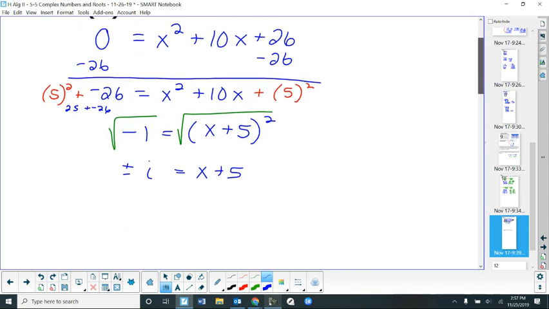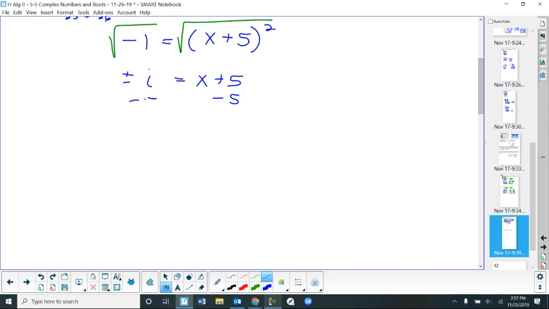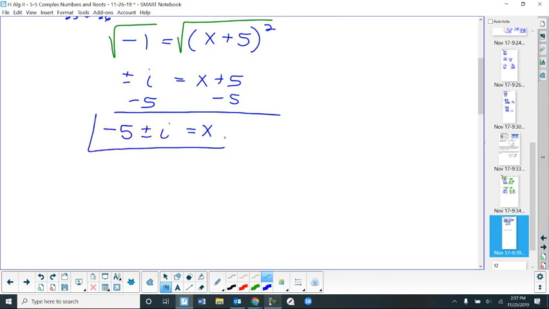Now to get x by itself, I'm going to subtract 5. And when I subtract 5, I get x equals, now remember, you put the negative 5 first, plus or minus i. That's why I've had you developing those skills all week by putting that negative 5 plus or minus whatever the number is. And now we're done. So hopefully that wasn't too bad.